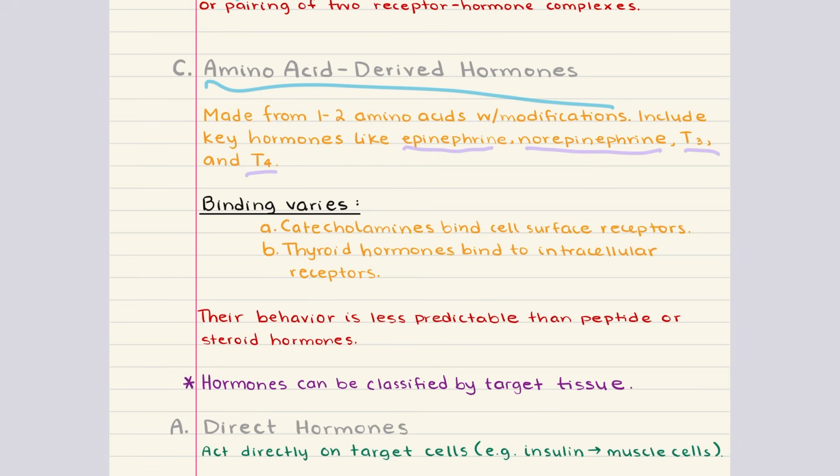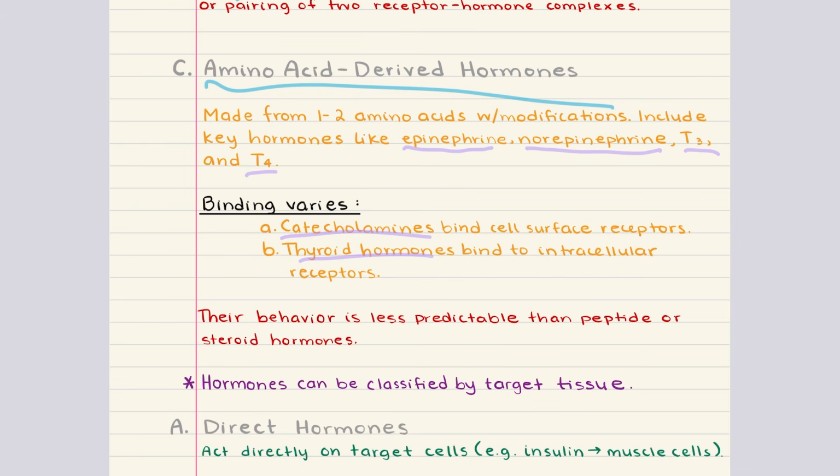Now, here's what makes amino acid-derived hormones a little bit tricky. Their binding behavior varies depending on the hormone. So for catecholamines, which include epinephrine and norepinephrine, they bind to receptors on cell surfaces, just like peptide hormones do. Thyroid hormones, on the other hand, behave more like steroid hormones. They cross the membrane and they bind to intracellular receptors where they can alter gene expression. And because of this variability, the behavior of amino acid-derived hormones is less predictable than what we see with purely peptide or steroid hormones.